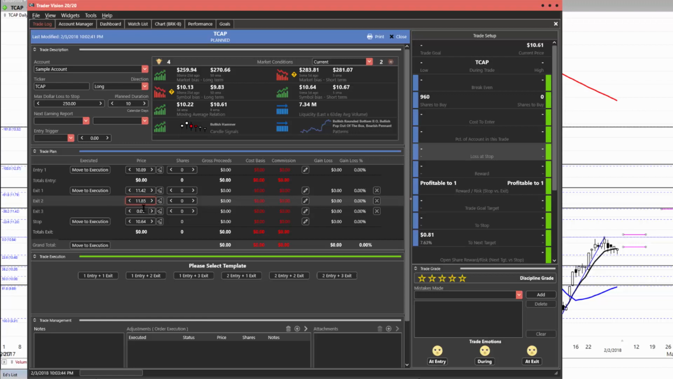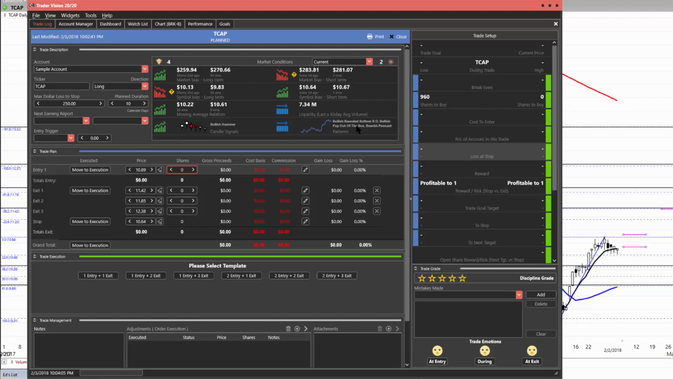And the third one up here about 1240. 1238, 1239, okay, fine. We'll just say 1238. To stay at less than $250 risk, we can buy 960 shares.